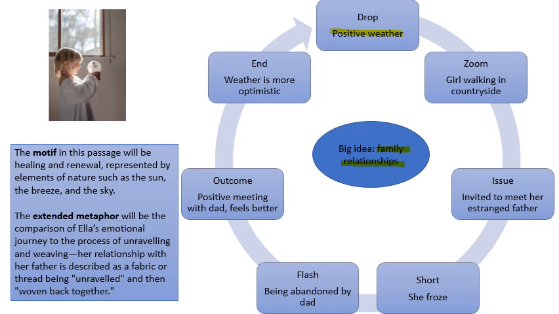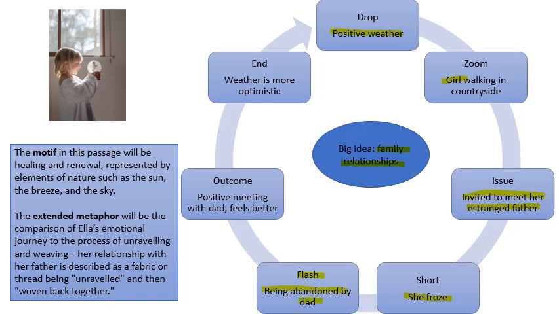Then they're going to zoom in and they're going to introduce us to a girl walking in the open countryside. Then they're going to introduce an issue for the girl walking in the countryside. And the issue is that she's been invited to meet her estranged father, so a father she's not seen for a long time. The short paragraph is going to be that she froze. Okay, so the reason why that is a short paragraph by itself is because it breaks that positive, optimistic tone that was established through the setting and the weather in the opening. Then there's going to be a flashback in time, and we're going to realise that the reason for that is because the girl was abandoned by her dad.